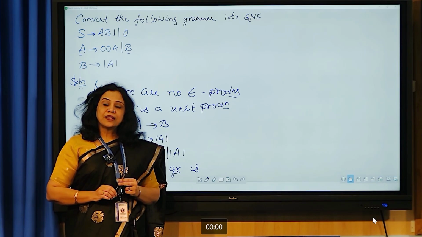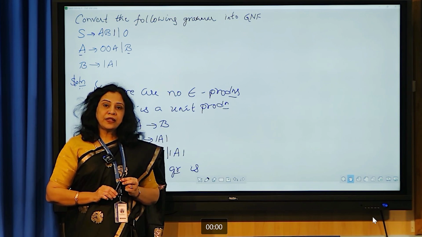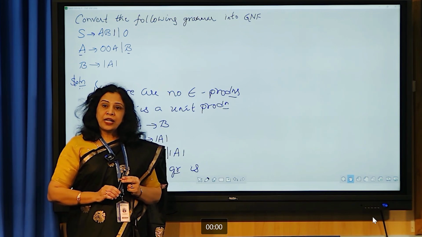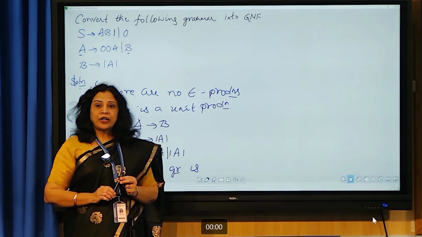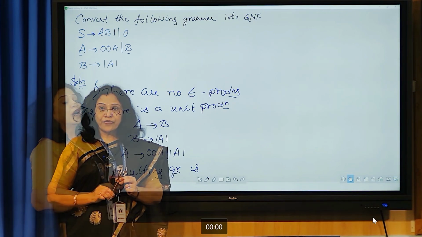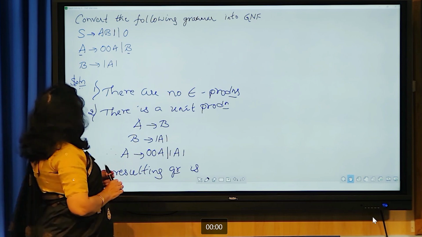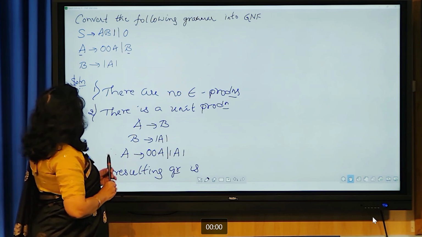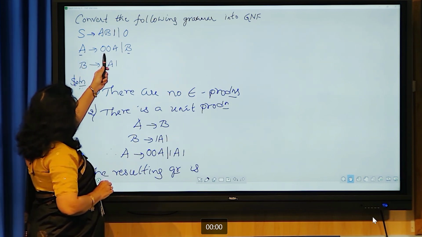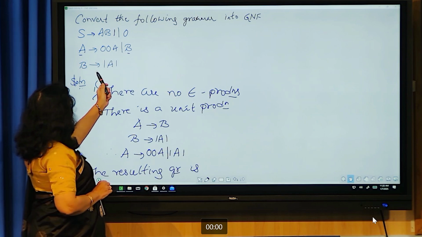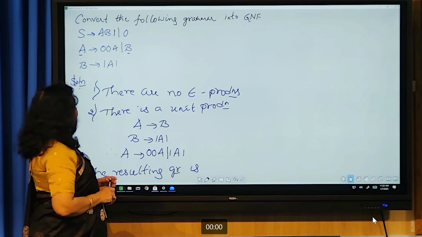Welcome back, students. So now we have seen the definition of GNF. Let's see how to solve a problem for this GNF. Convert the following grammar into GNF. S produces AB1 or 0, A produces 00A or B, B produces 1A1.